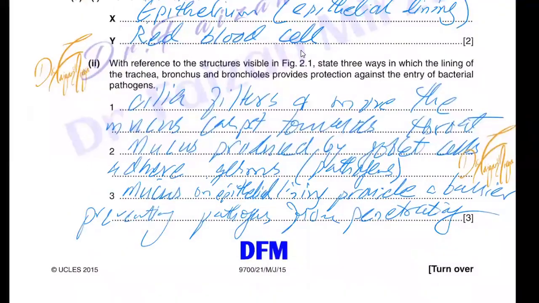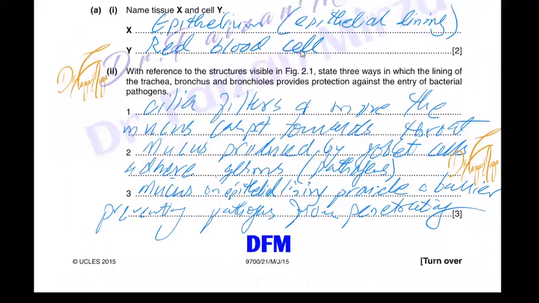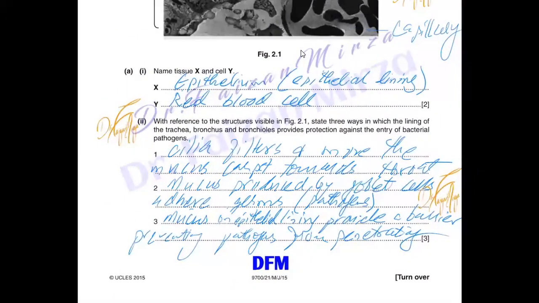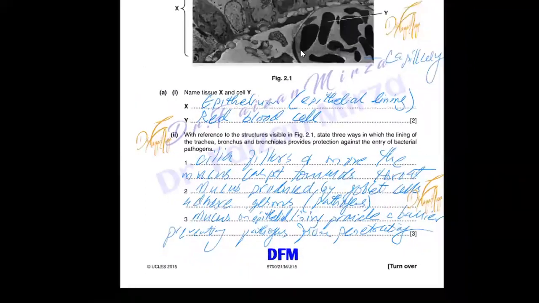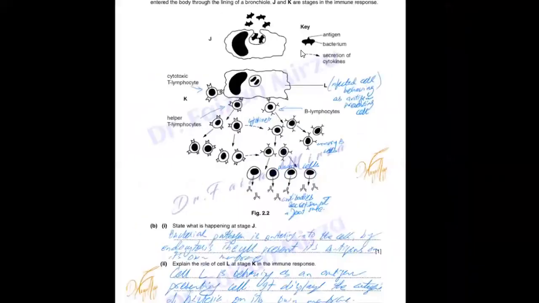Here you can say that the germs get adhered to the mucus. What's another function of this mucus and epithelial lining? Together they provide a barrier, and the barrier prevents the pathogen from penetrating into the bronchiole.